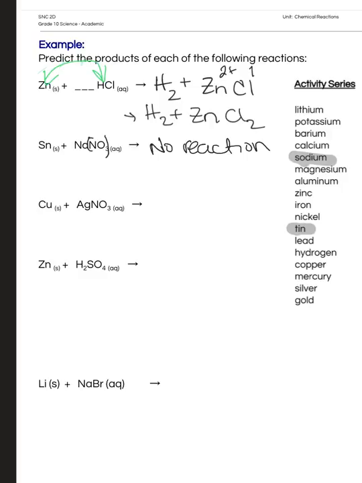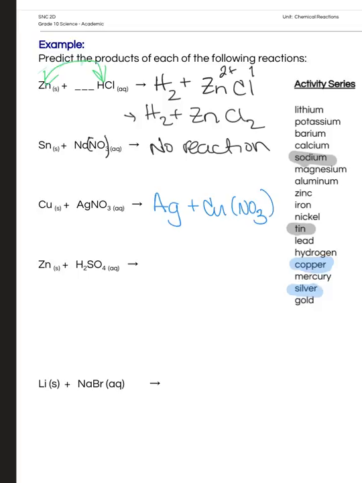So again, let's go on to the next one. Why is this not erasing? Cool. Okay, cool. No worries. We'll deal with it. So if I'm looking at copper and silver nitride, again, we're going to do the same thing. So I want to find my copper, and I'm going to find my silver. Okay, so because copper is above silver, it has enough reactivity that it's going to switch. Okay, so now I'm going to have my silver plus copper.